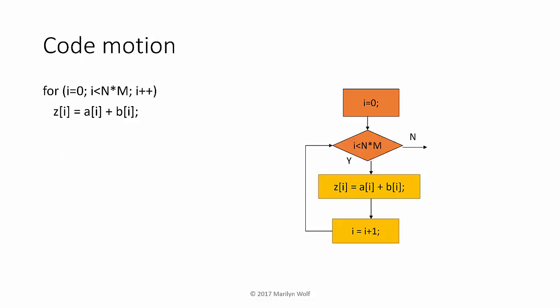Here's an example of code motion. In this unoptimized loop, we compute n times m during each iteration in order to test the loop. But since n and m don't change inside the loop, we can compute it once in the preamble to the loop and then simply use that value during execution.